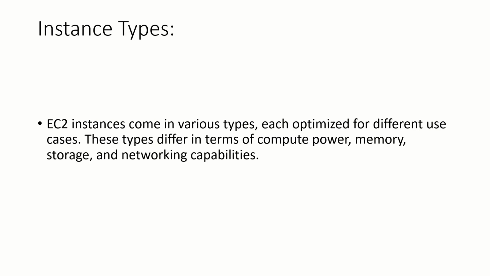So based upon the compute power, memory, storage, and networking capability, we can have different EC2 instances. Okay, so EC2 instances come in various types, each optimized for different use cases. These types differ in terms of compute power, memory, storage, and networking capabilities.